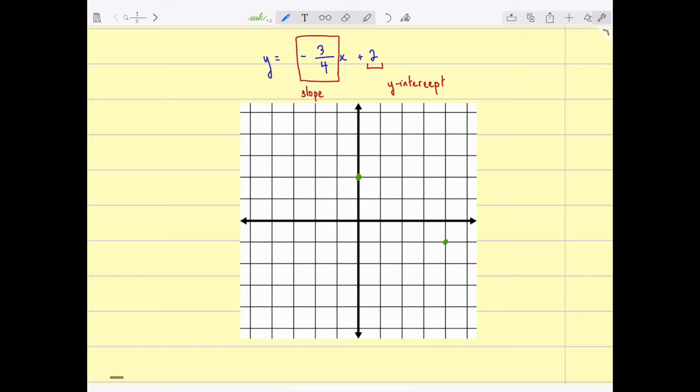Okay, so if you look at that little triangle that I drew in the last one, in this case it's going to be something like that. And then we just connect these 2 points. My iPad doesn't like that. If I were drawing this on a piece of paper, I'd actually be drawing a line through those 2 points. And that is the line y equals negative 3/4 x plus 2.